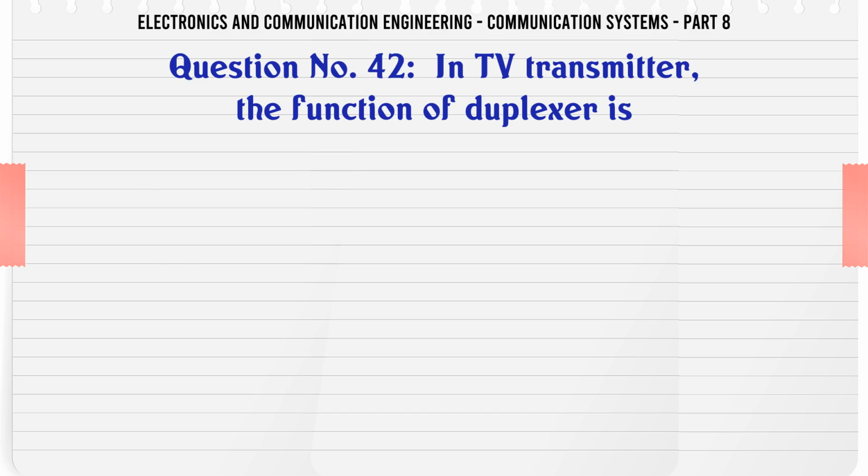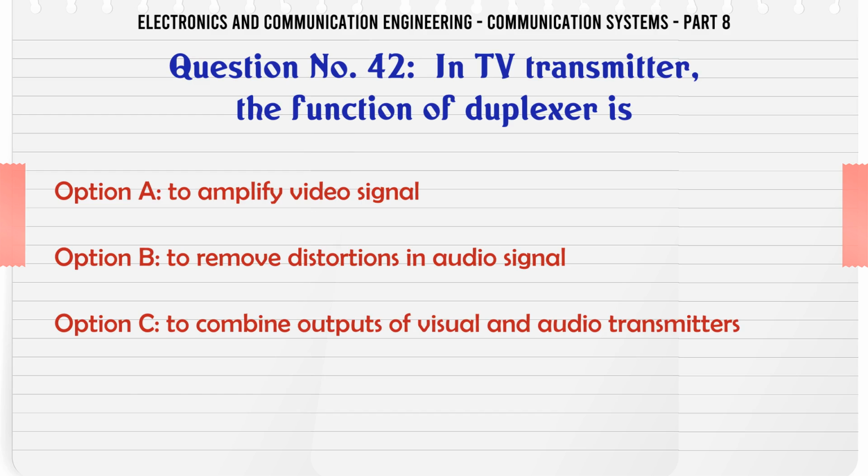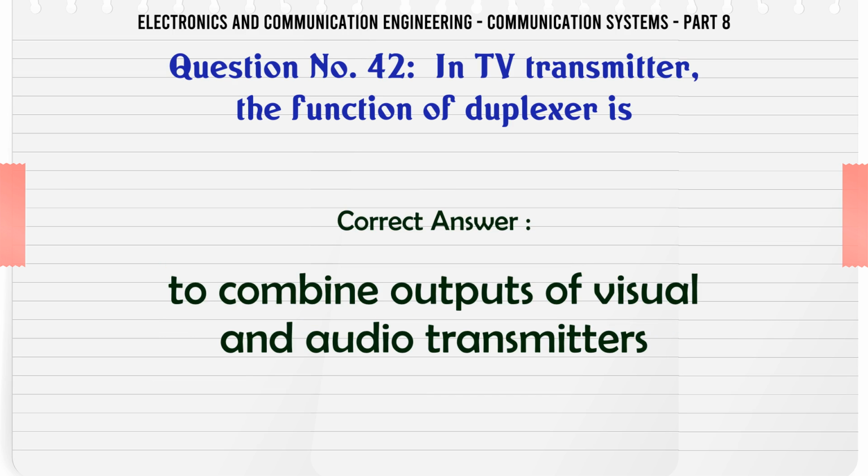In TV transmitter, the function of duplexer is A. to amplify video signal, B. to remove distortions in audio signal, C. to combine outputs of visual and audio transmitters, D. to amplify audio signal. The correct answer is to combine outputs of visual and audio transmitters.